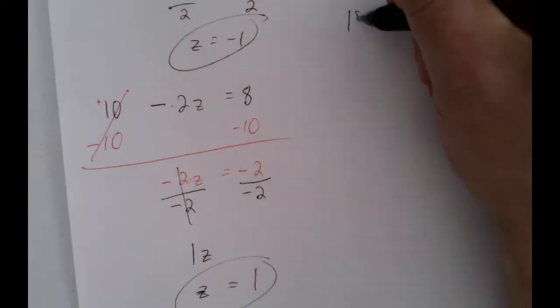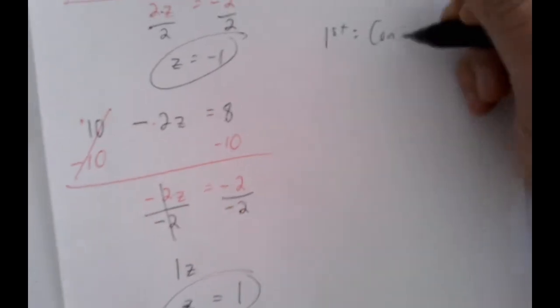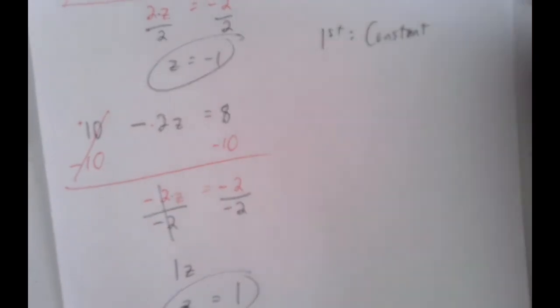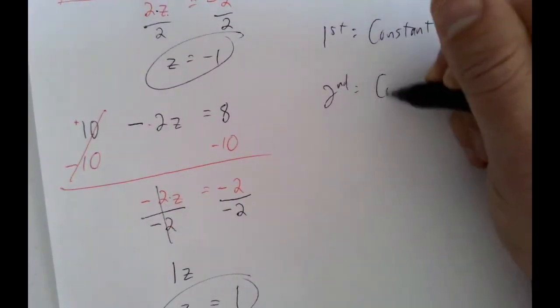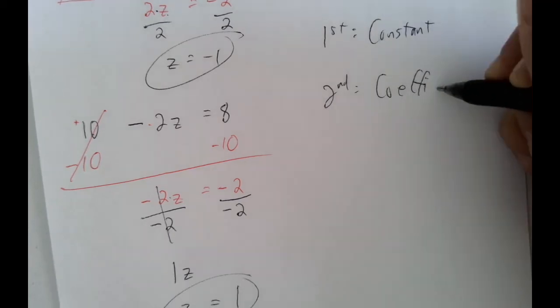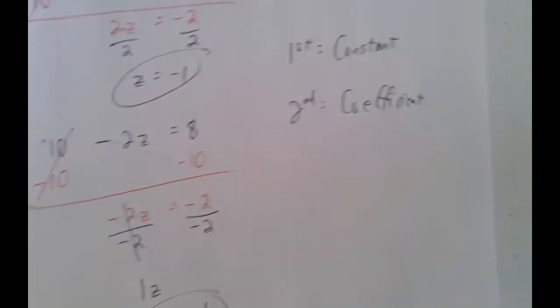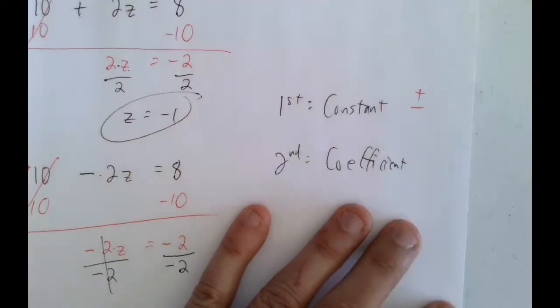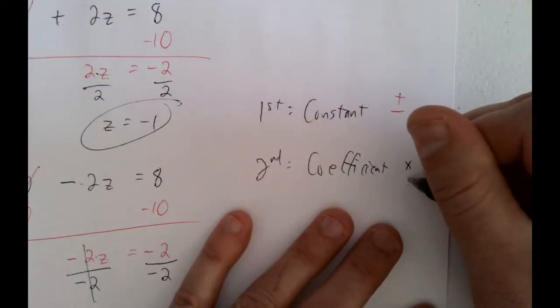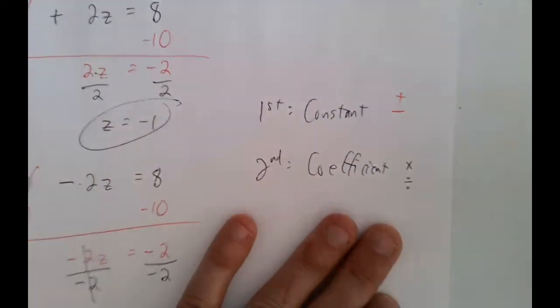You get rid of the constant first. So you're going to do that using addition or subtraction. And then you get rid of the coefficient next. And you do that with multiplication or division. Okay, plus or minus. And then here we're going to say times or division.